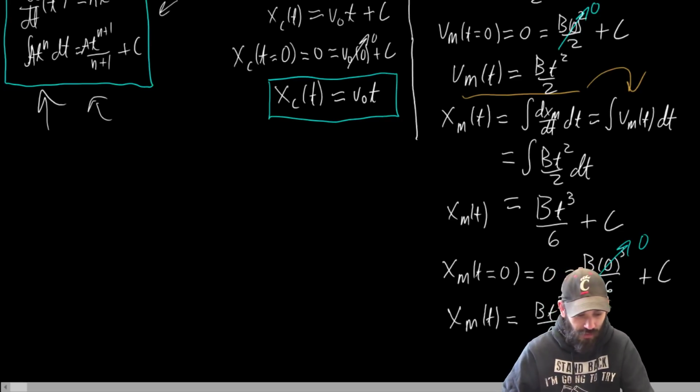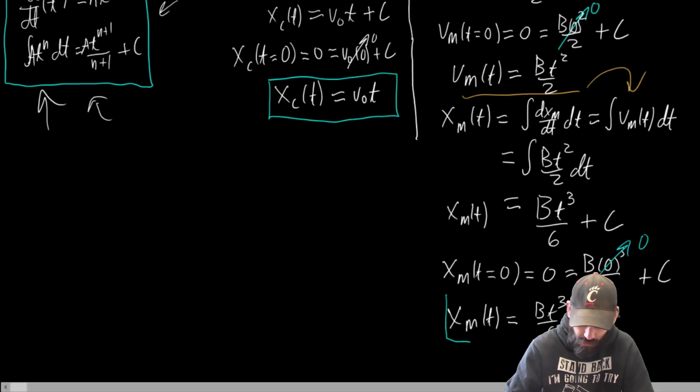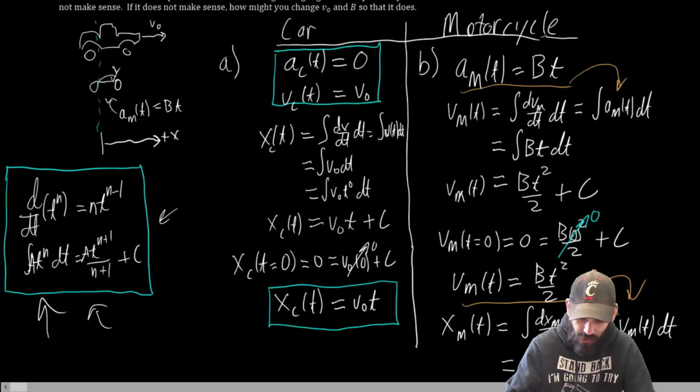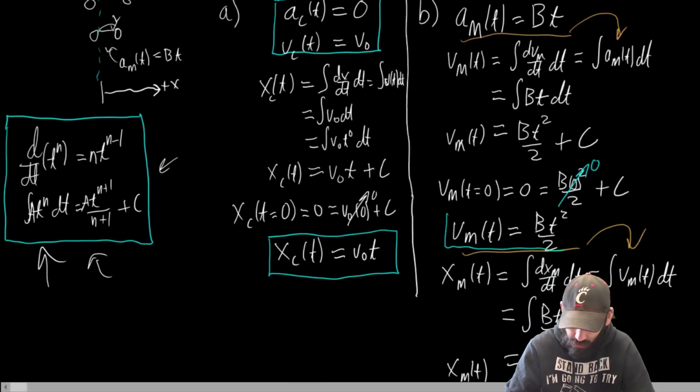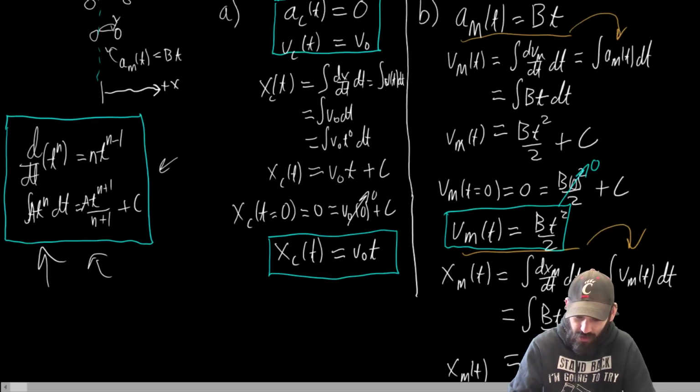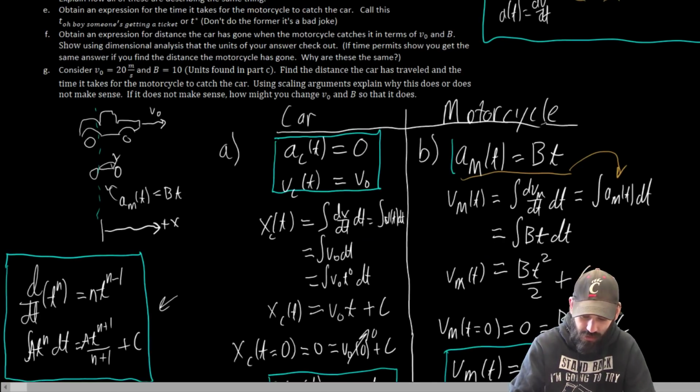Okay? Perfect. So now we have all of our kinematic equations for the motorcycle and for the car. Where's our, it's right here. And then the last one was actually where we started. We started with this. Okay?